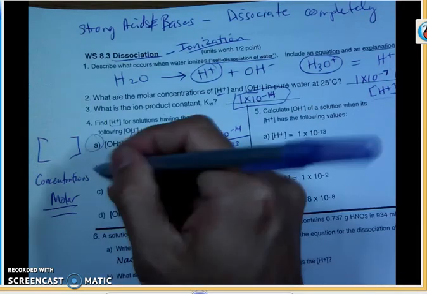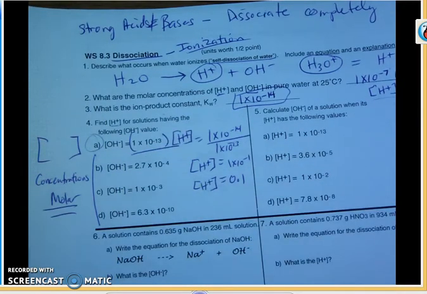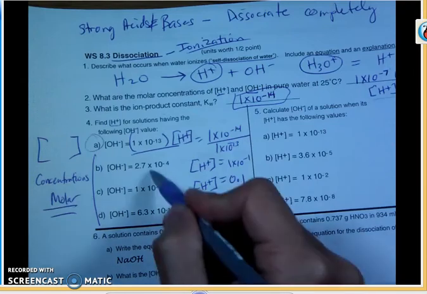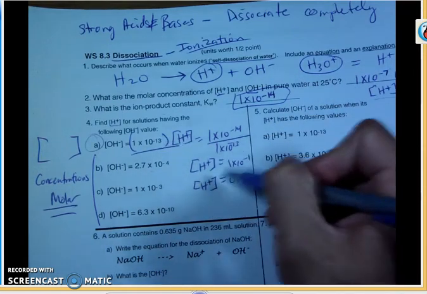Go ahead and finish these. Show your work on a separate sheet of paper. Get the answers on here. Okay? The OH and the H should multiply together to get 1 times 10 to the negative 14.